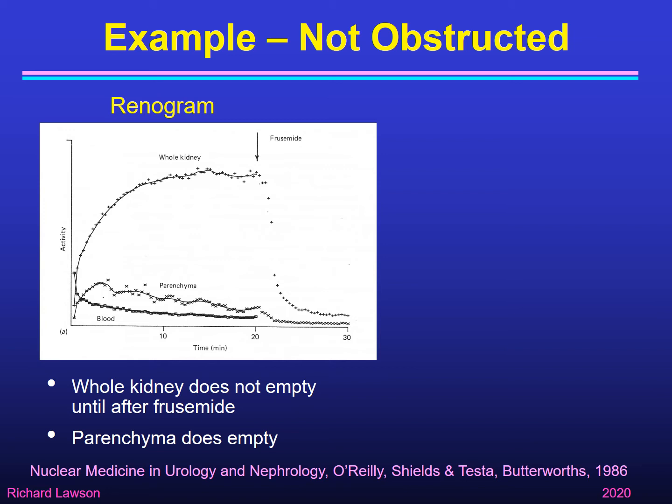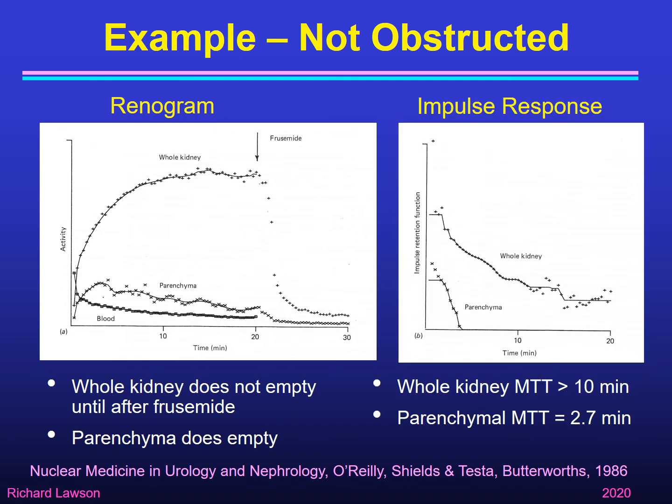We can also draw the region of interest over the parenchyma, as I said, and we get a curve like this, which does empty. So that's indicating that there isn't actually any hold-up in the parenchyma. If we apply deconvolution, we can get the impulse response function for the whole of the kidney here, and we see we have a curve that goes on for a long time, and we can see that the mean transit time here is something around about 10 minutes.